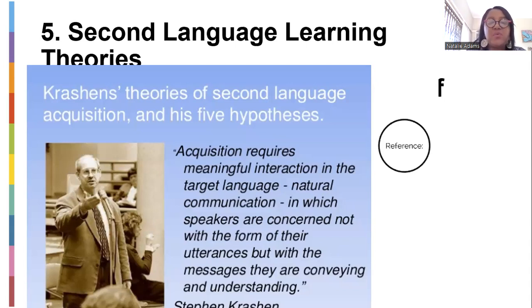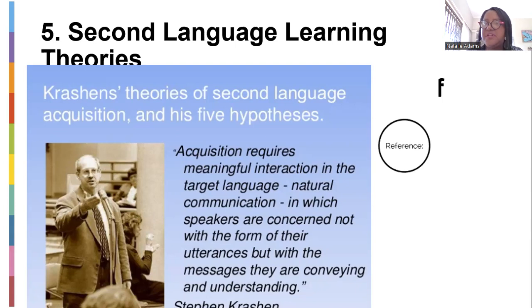So acquisition requires meaningful interaction in the target language, natural communication in which speakers are concerned not with the form of the utterances, but with the message they are conveying and understanding. So basically it says we should not acquire a language by too many rules and regulations. We should acquire a language by having meaningful interaction in the target language, okay?